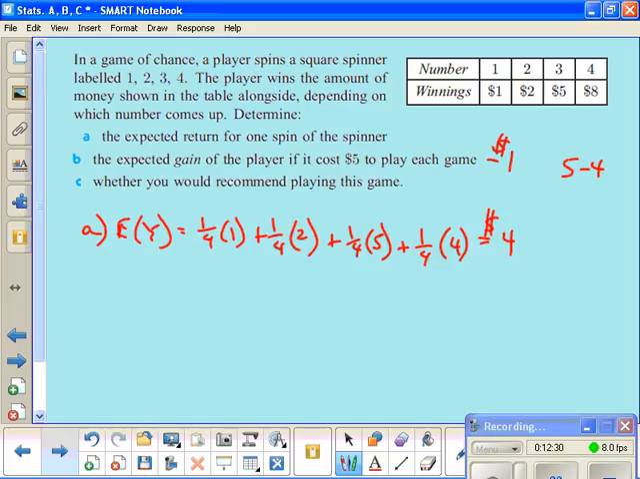Okay, and then lastly, whether you would recommend playing this game. If the expected outcome is not equal to 0 or is not positive in your favor, don't recommend playing it. So part B and then part C, if the expected value of y is not equal to 0, it's not fair. So don't play that game. Pretty simple idea for expected value. That's it.